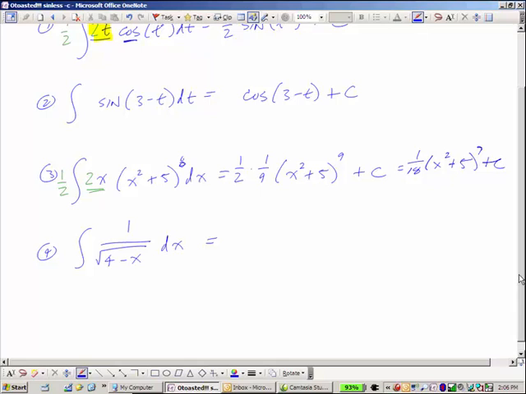Okay. That is the same thing as saying 4 minus x to the 1/2. All right, so 4 minus x to the 1/2. Negative 1. Sorry. Liz, you want to pick it up? Gabby? I actually have a question.